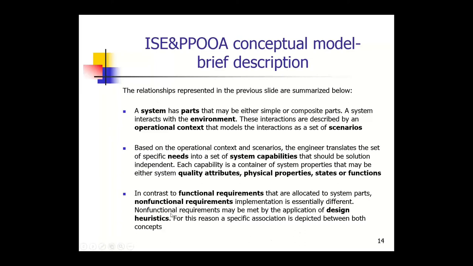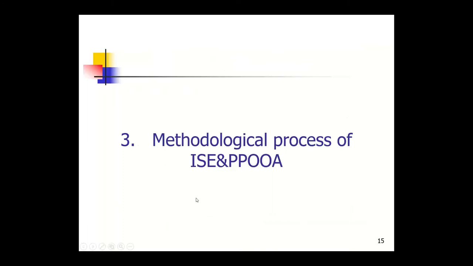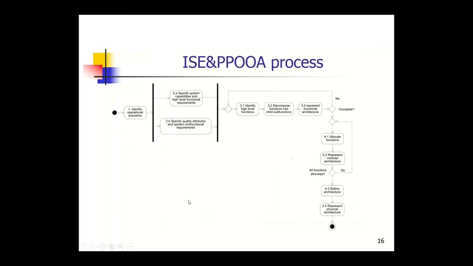This slide summarizes what I mentioned before. We have a methodological process. Today, we will apply only this part of the methodological process, but the methodological process is more complex. First, this is the part related to the mission dimension, where we identify the scenarios and the top-level requirements. In the case of an aircraft, these are the top-level aircraft requirements. And we specify the quality model and the main quality attributes.